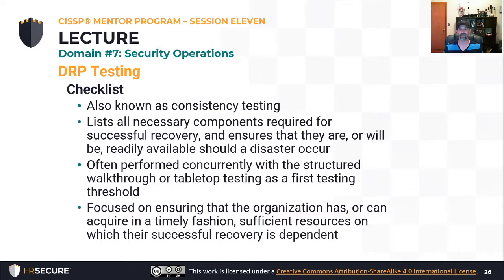This is also known as consistency testing. So you list out all the required components that you need to recover, and make sure that those are available. A lot of times, there's a lot of complexity that goes into recovering, and the type of disaster you have will dictate the components you'll need to actually recover. If you have a loss of power disaster, having a generator is going to be a component that you're going to need. Having gas for that generator, having a working spark plug for that generator, all necessary components in order to be able to do a successful recovery from a power loss.